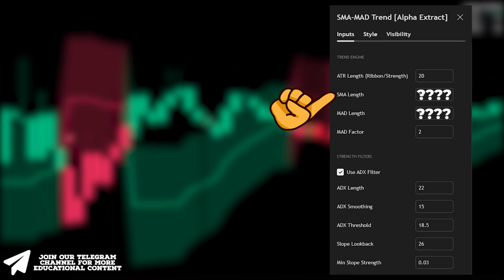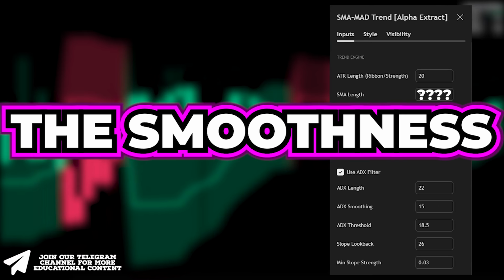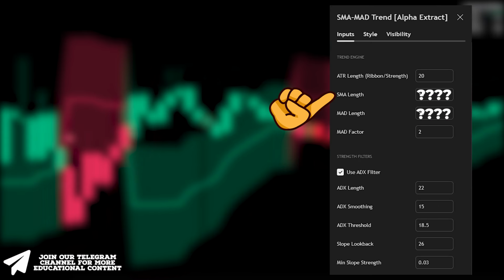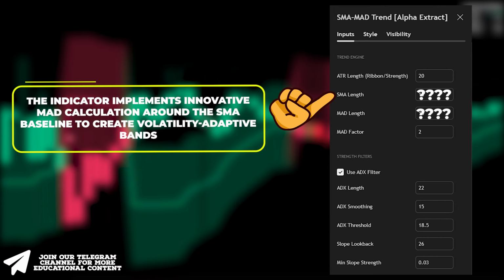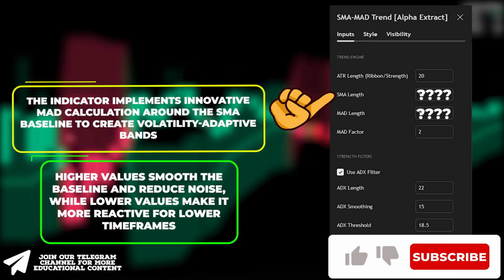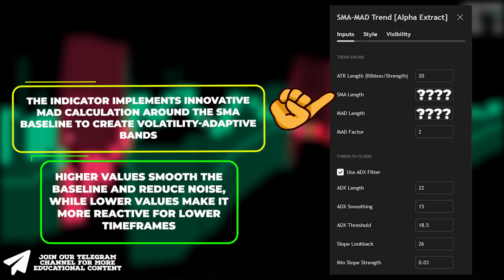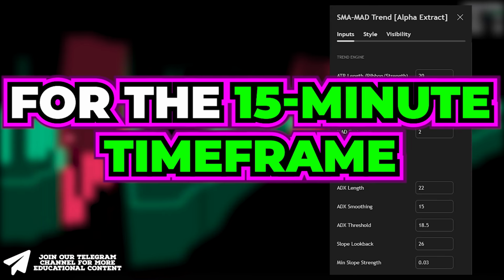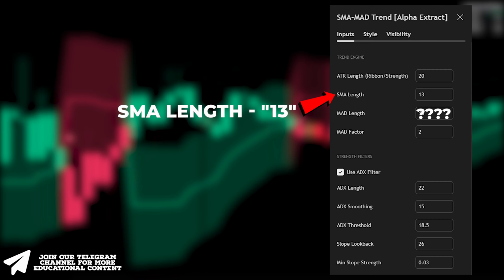First, we'll work with the trend engine parameters that control the smoothness of the mainline. We're particularly interested in SMA length, as the indicator implements innovative MAD calculation around the SMA baseline to create volatility adaptive bands. Higher values smooth the baseline and reduce noise, while lower values make it more reactive for lower time frames. For the 15-minute time frame, change the value to 13.